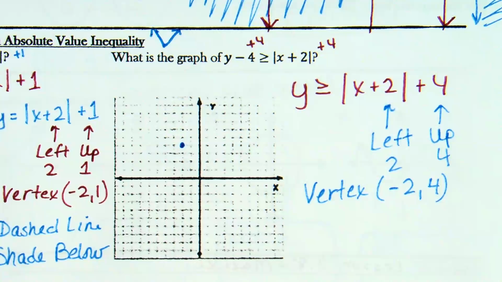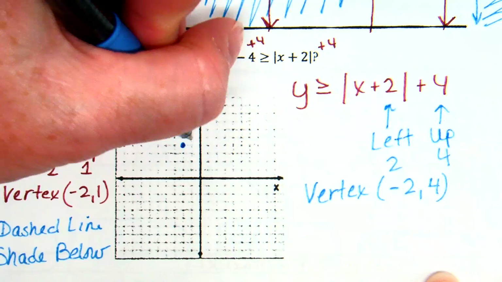In front of my absolute value, there's no number other than the invisible 1. So a slope of 1 means up 1 over 1, up 1 over 1.